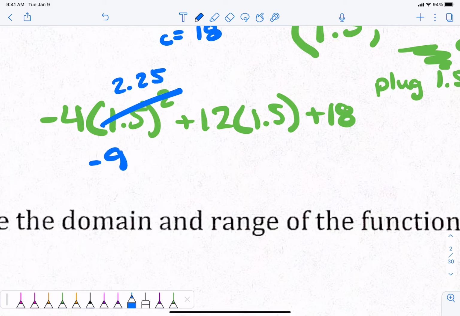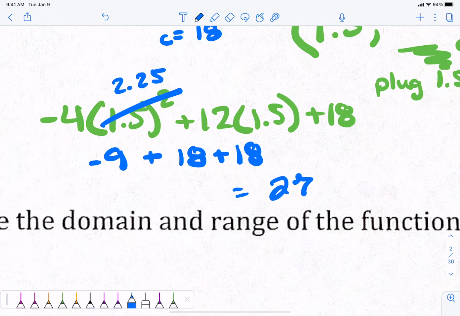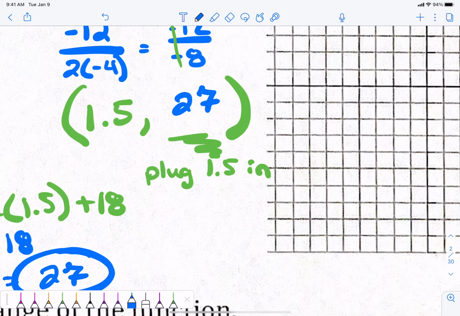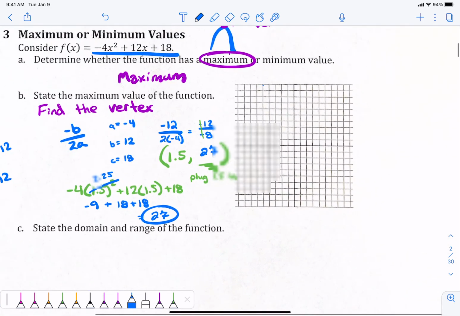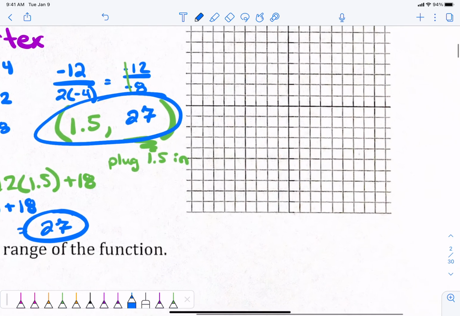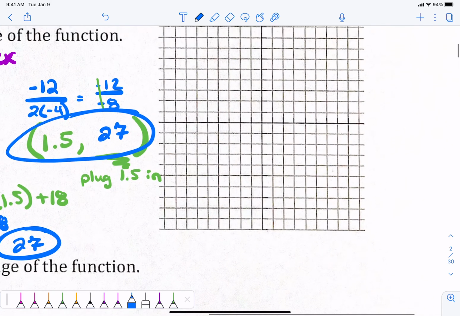What's 12 times 1.5? 18. Plus another 18. 27. This is 27. Yikes. We would never be able to graph that. 1.5 comma 27. That's what it looks like. Do we have to graph this? Yes, we do.